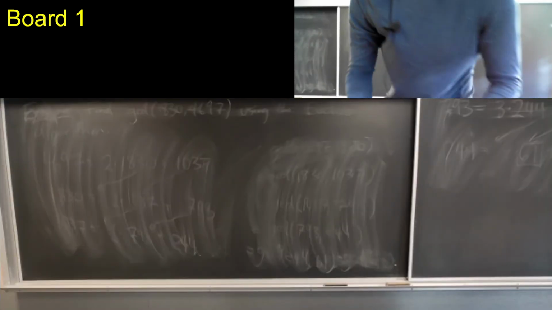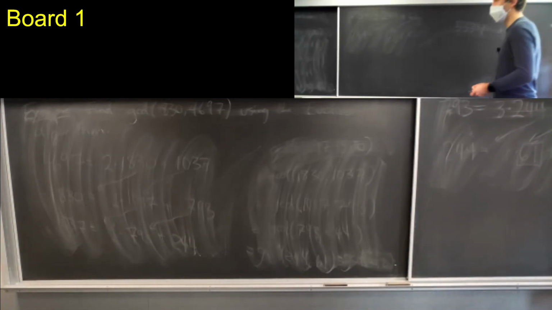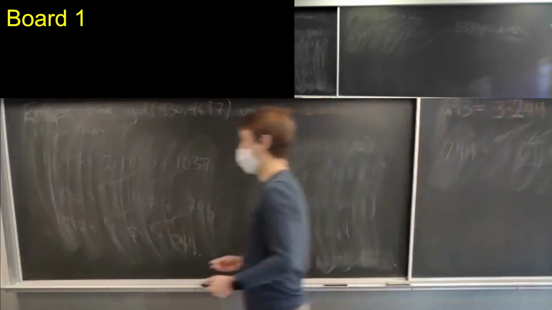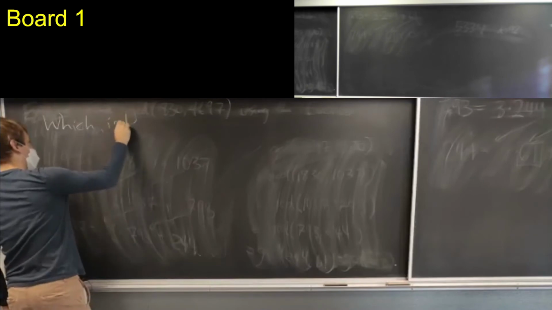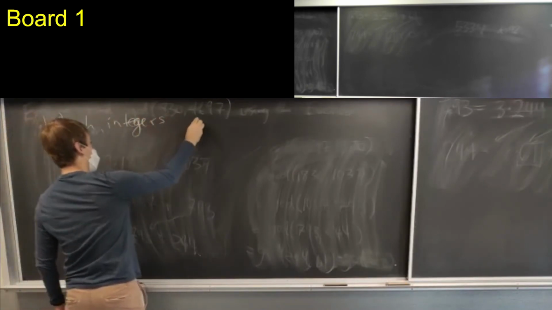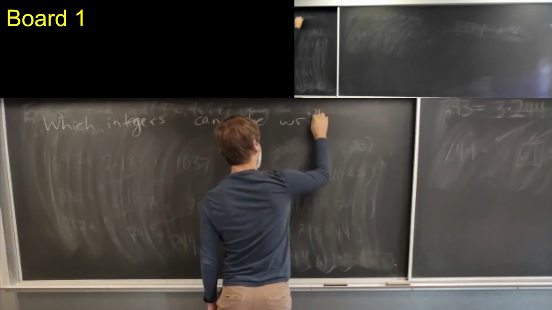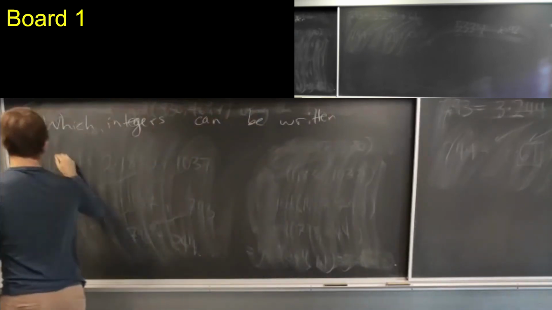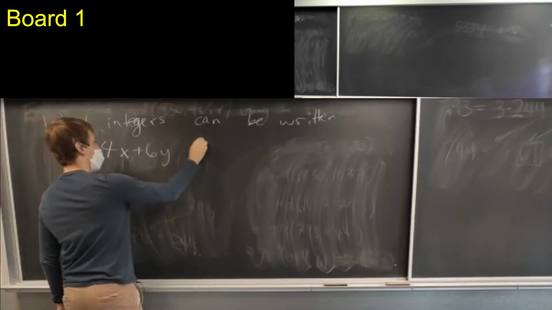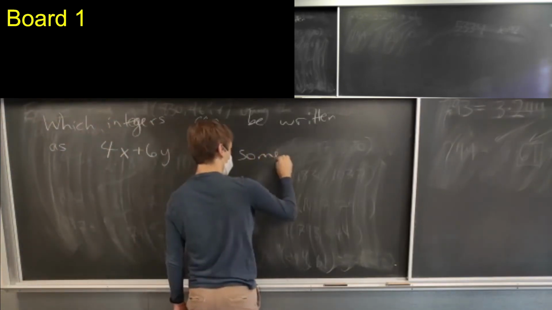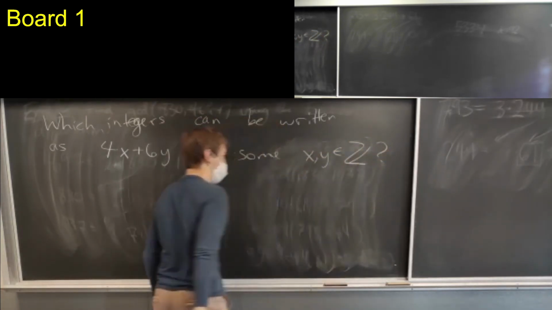So here's a question, which maybe doesn't seem that related to the GCD yet, but it will in a second. My question is, which integers can be written in the form 4x plus 6y for some integers x and y?